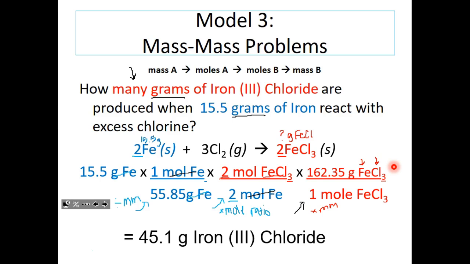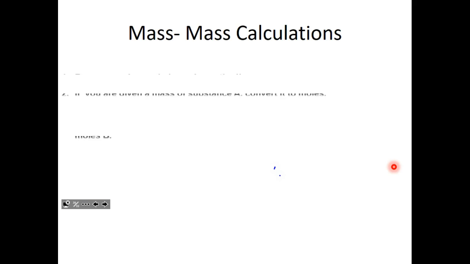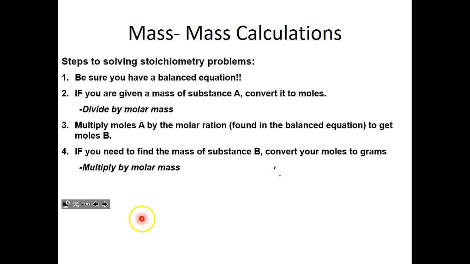So let's go ahead and summarize what we did in that mass-to-mass problem. So here are the steps to figure out a mass-to-mass problem. The first thing, you want to make sure you've got a balanced equation. Whether or not I give that to you or you've got to write it, make sure you have a balanced equation. Okay, in mass-to-mass problems, you'll be given the mass of substance A.